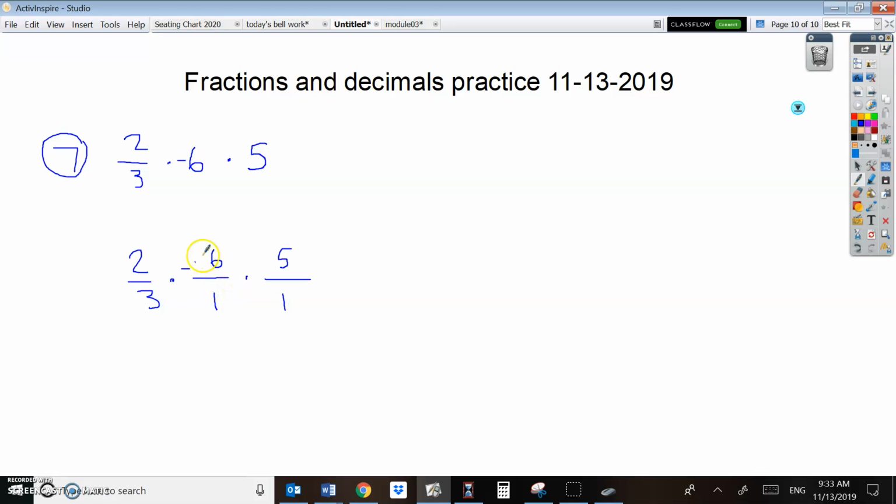Can you cancel 6 and 3? Yes. Divide them both by 3 and you get 2 here and 1 here. And now 2 times 2 is 4. Don't forget that negative. Negative 4. Negative 4 times 5 is negative 20.